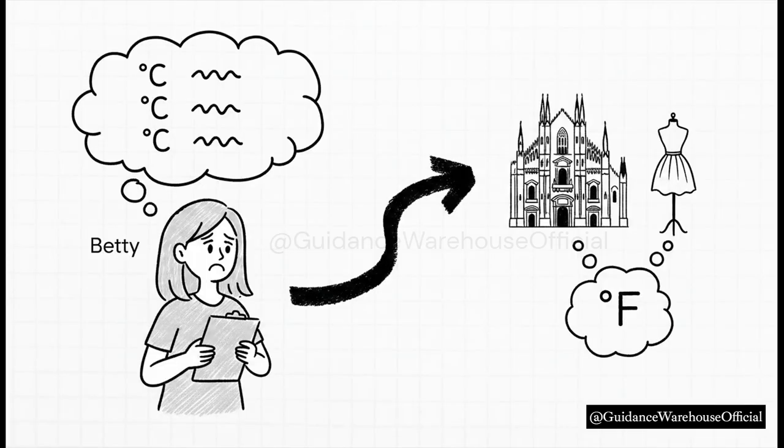Okay, so let's set the scene. Meet Betty. She's an assistant for a big-time fashion designer, and she has a whole list of temperature forecasts for a trip to Milan. The problem, they're all in Celsius, but her boss only thinks in Fahrenheit. Betty has to convert every single one, and fast.